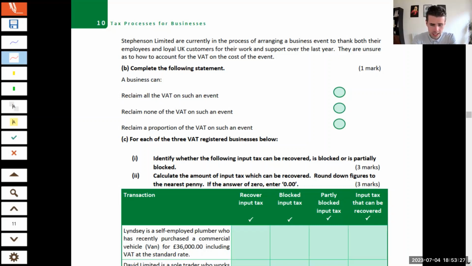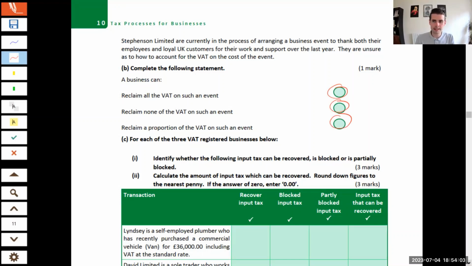Okay. Stevenson Limited are currently in the process of arranging a business event to thank both their employees and loyal UK customers for their work and support over the last year. They are unsure as to how to account for the VAT of the cost of this event. The business can either reclaim all the VAT, reclaim none of it, or reclaim a portion of it, okay? So again, I quite like ones like this.